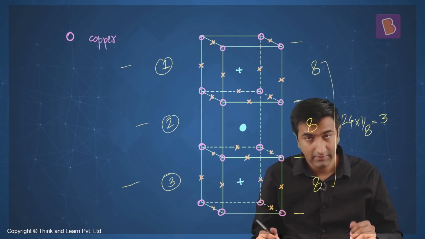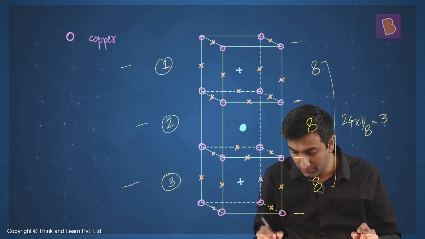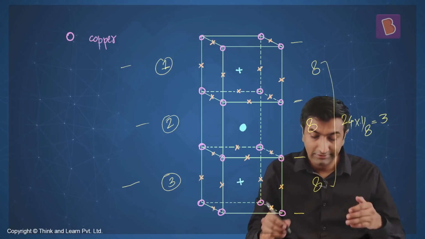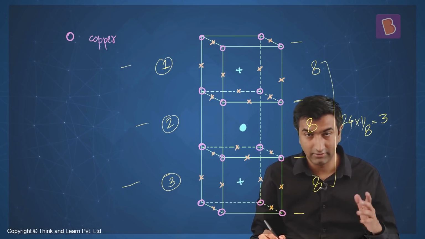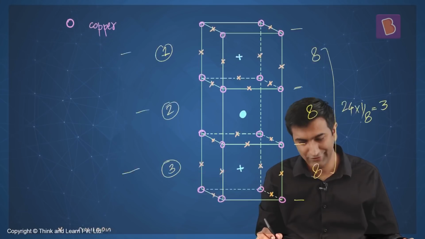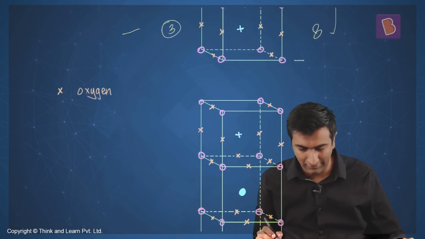So let's do it like this. And this way you're not going to make a mistake. Okay, so copper has a contribution and gives you 3 atoms inside the perovskite thing. Let's do oxygen now. I think this is going to be a breeze, yeah?